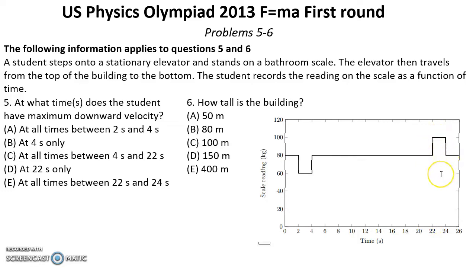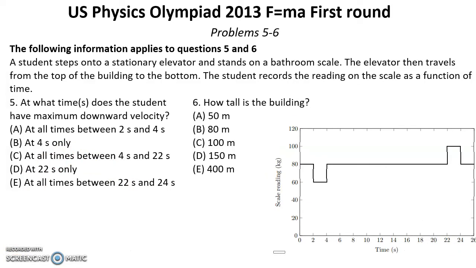It means that elevator going with deceleration with the same amount as it was acceleration, and it reached 0 in 24 seconds. After that it's not moving. So it means that answer for question 5 is between 4 and 22 seconds, which is answer C. Question number 6. How tall is the building?